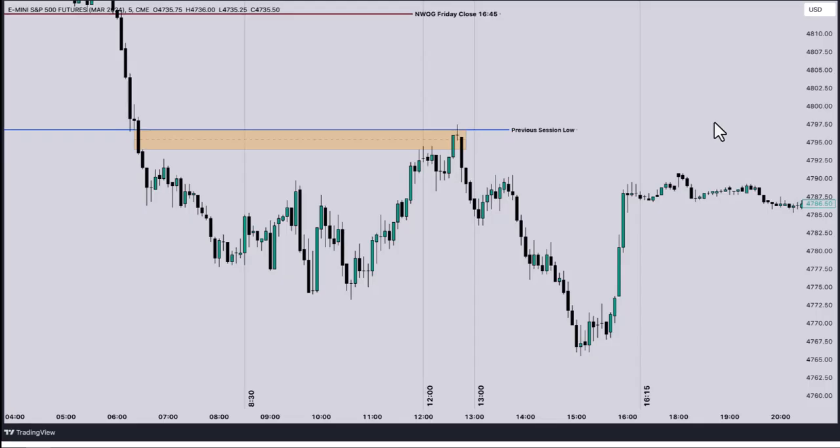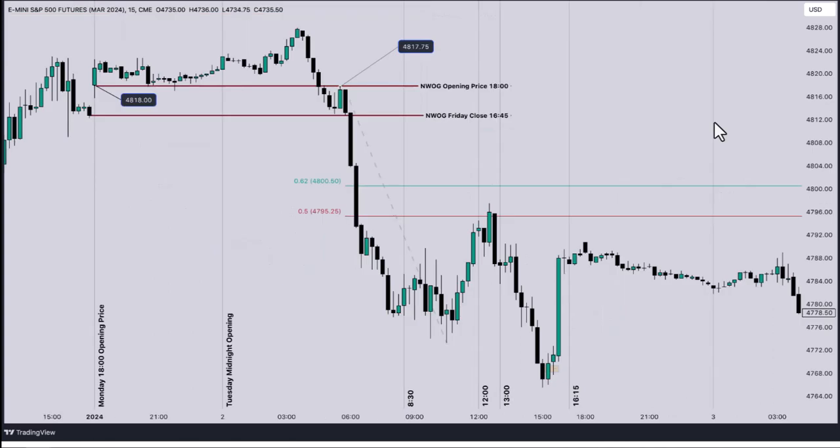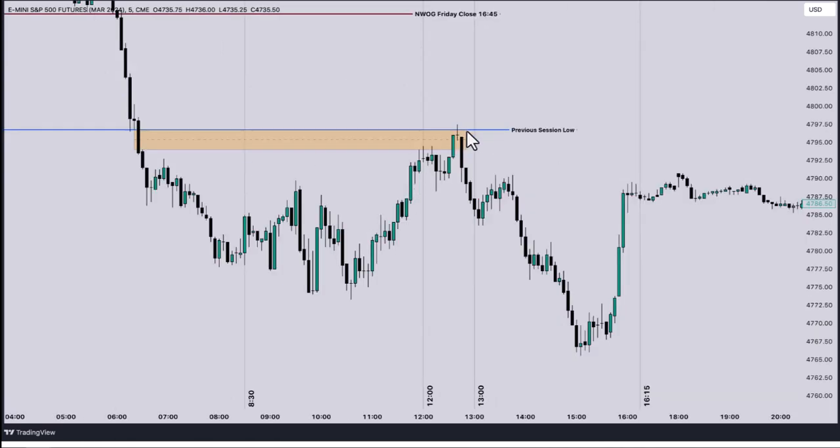Now we're going to drop into the 5-minute chart, and I don't have it on pre-strike, but on the 5-minute chart I have the previous session low. So within this area, 5-minute chart, still talking about Tuesday, we notice here we have the previous session low. Now overnight it did take it all out.